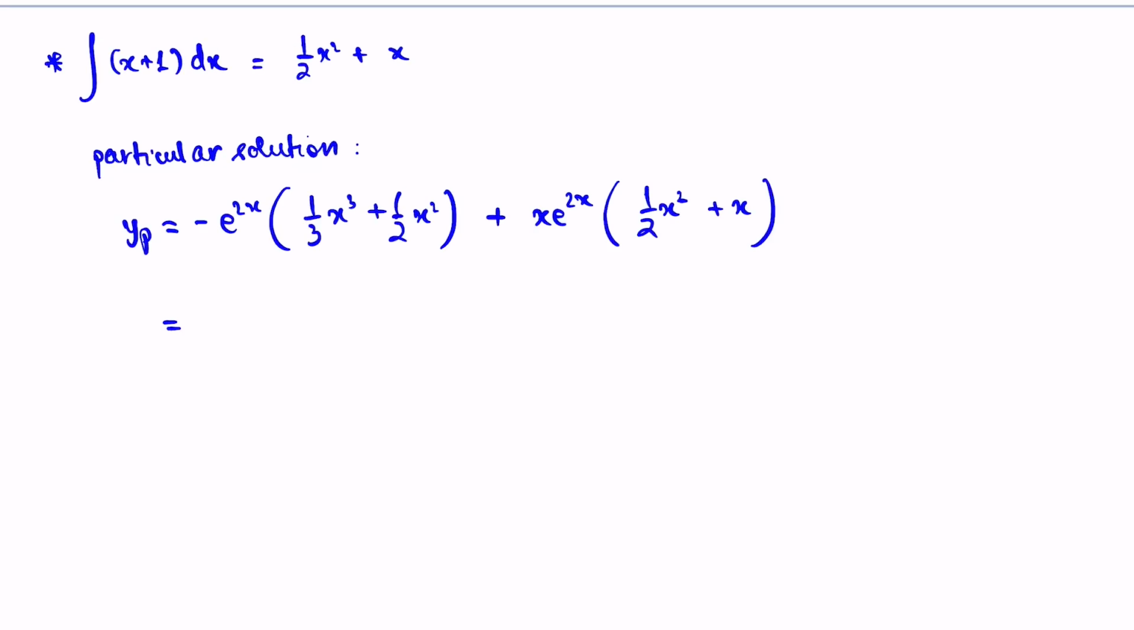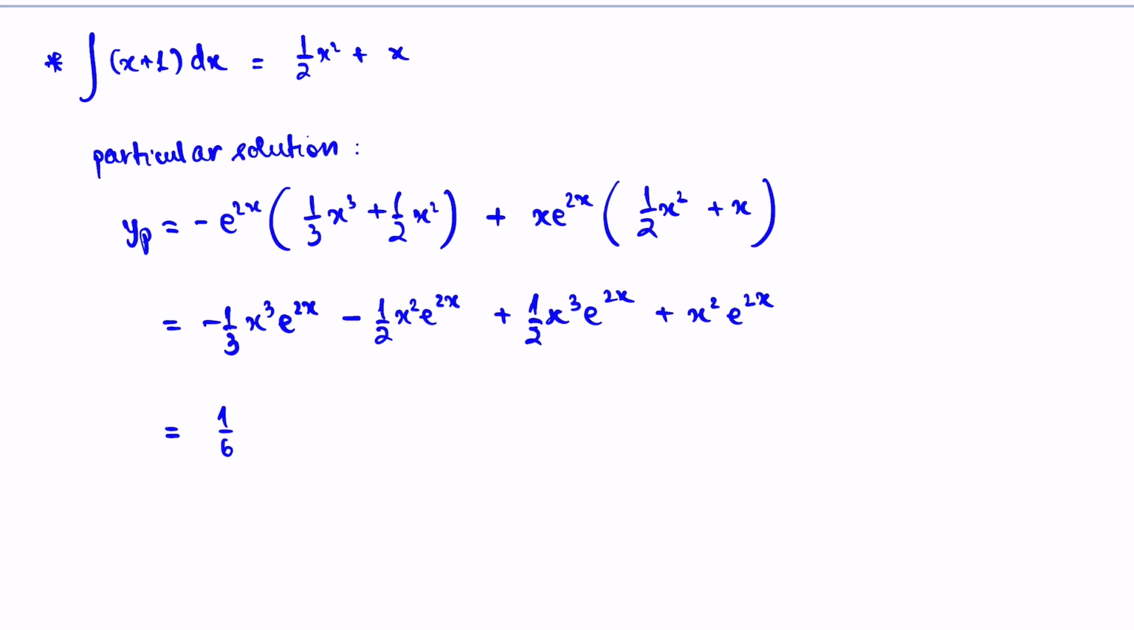Then you're going to distribute and combine like terms. So negative 1/3 x cubed times e to the 2x minus 1/2 x squared times e to the 2x plus 1/2 x cubed times e to the 2x plus x squared times e to the 2x. So the particular solution is going to be 1/6 times x cubed times e to the 2x plus 1/2 x squared times e to the 2x.